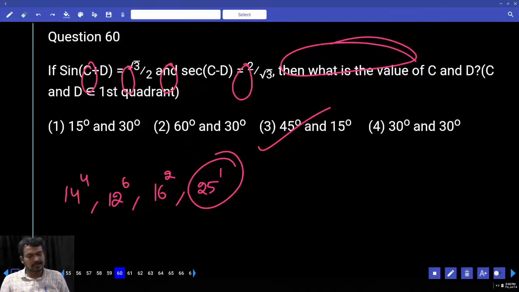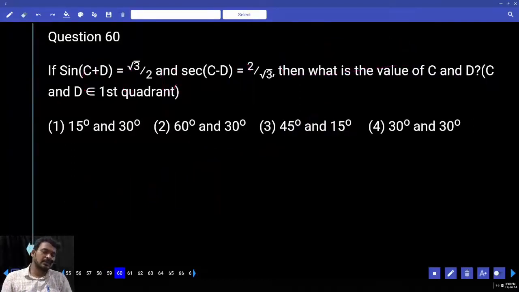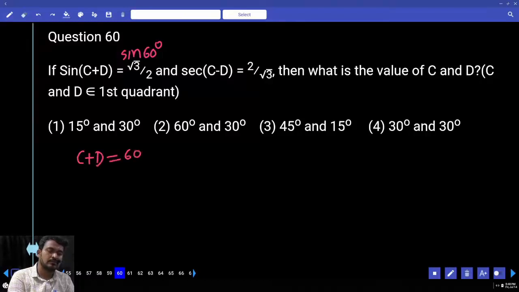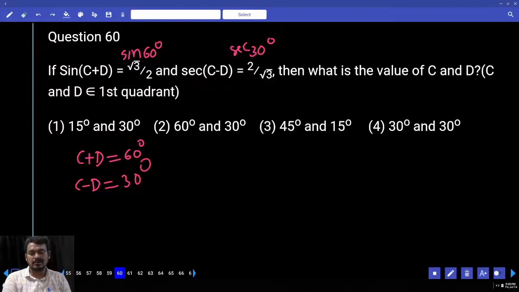Next, question number 60. Sine of c plus d equal to root 3 by 2. Root 3 by 2 means sine how much? 60 or 30? 60, so c plus d equal to 60 degrees, sir. Secant of c minus d equal to 2 by root 3. That represents 30 or 40? 30, so secant 30. Then c minus d equal to 30 degrees, sir.